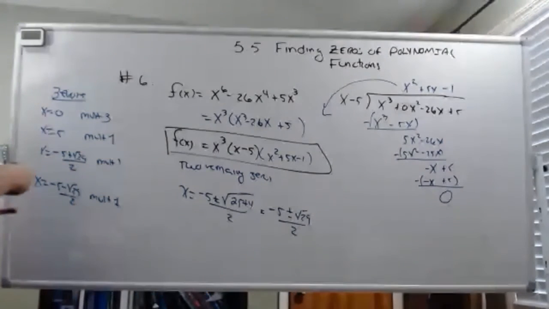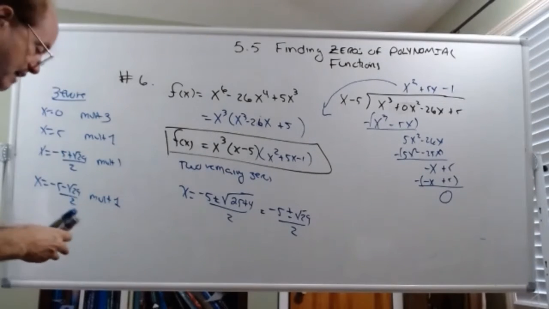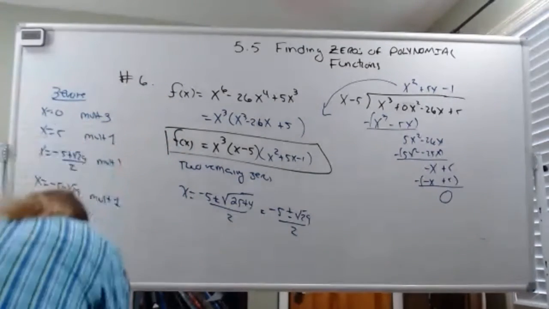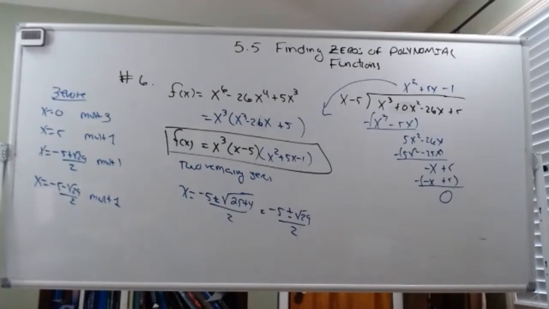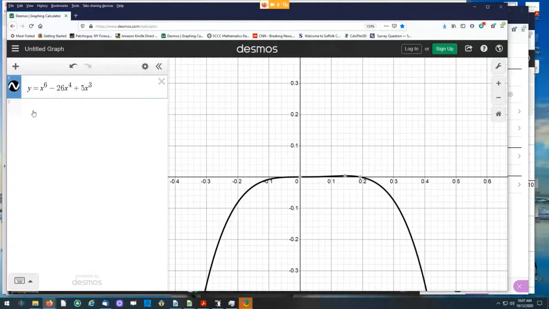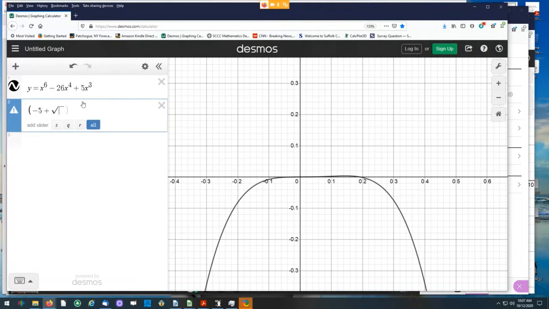Now let's just check these out. Do they agree with what we just got on our graph? It's nice because we have that. Let's plug it into the calculator and see what we get. If I go back to my Desmos, and come over here, let's just plug in that one. So it's equal to negative 5 plus the square root of 29.